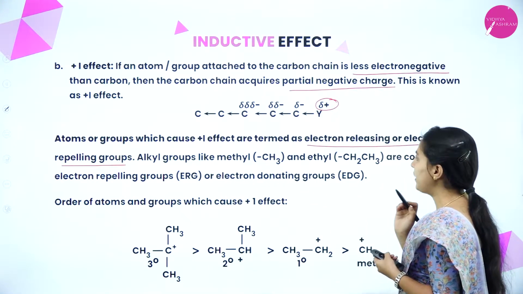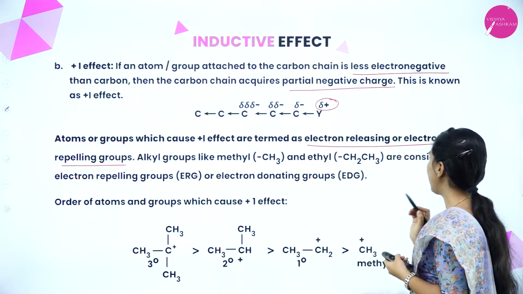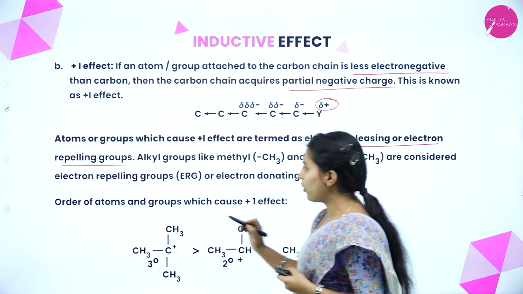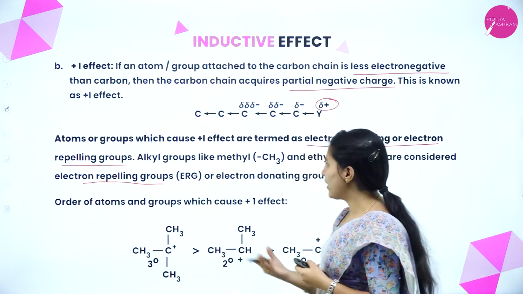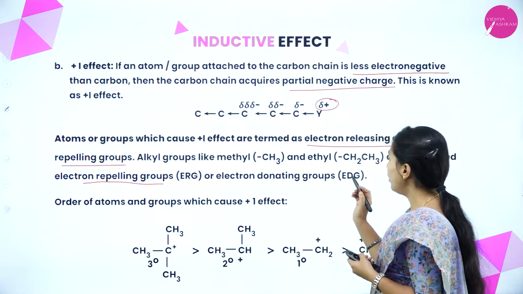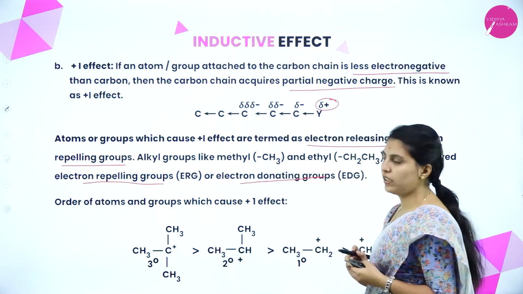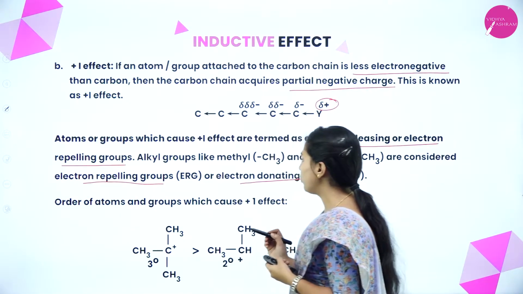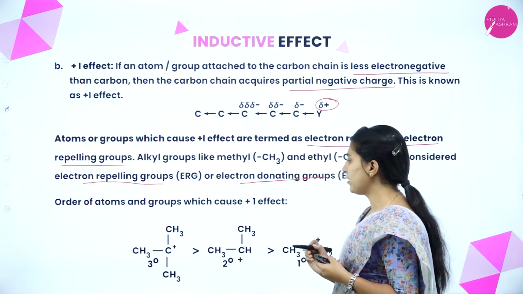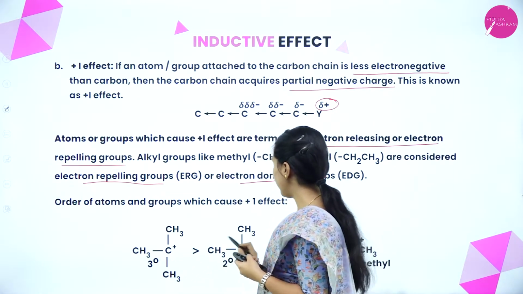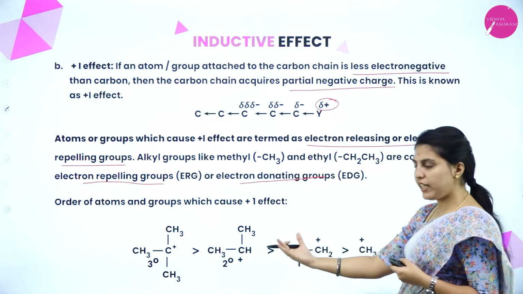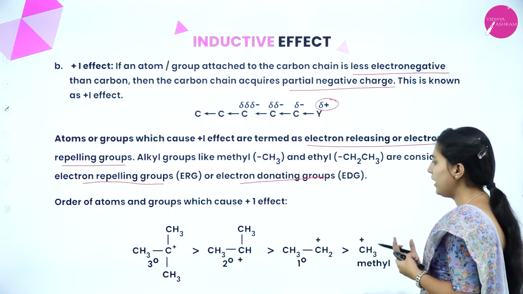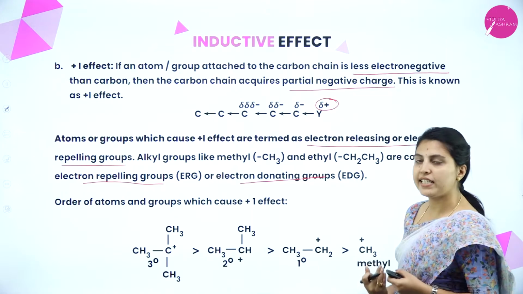Alkyl groups like methyl and ethyl are considered electron repelling groups, meaning they release electrons towards the carbon, or electron donating groups, as we can also say. The order of atoms and groups which cause the plus I effect is, see here, tertiary, secondary, primary and methyl. From the tertiary carbocation to methyl, the order will be decreasing.